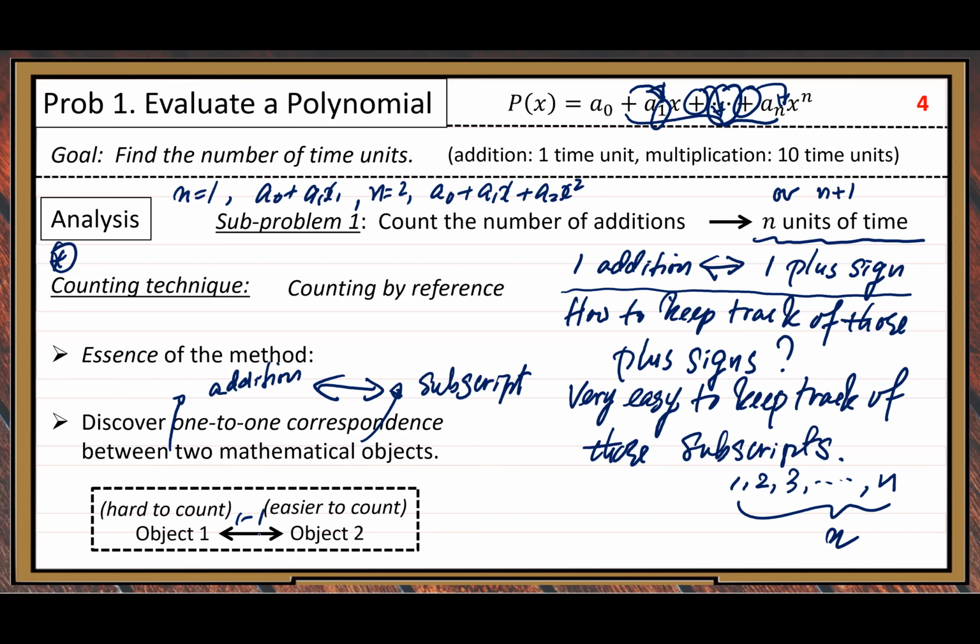So with that, this is the first time we use this counting method. The answer is n. Next time we will use it again. I hope you can get used to this thinking, because we need this kind of thinking. Any questions so far?